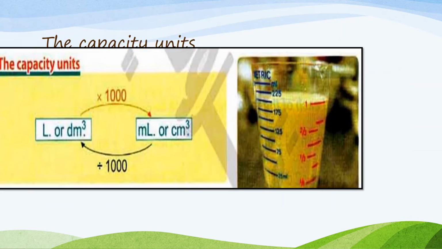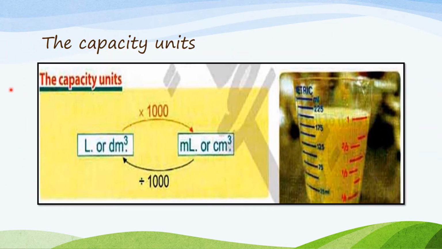So the capacity units. The capacity units are the units used to measure liquids or volumes. Capacity is the same as volume, but we almost all the time use capacity for liquids. So the capacity units are liters and milliliters. Liters, also we can say liters.